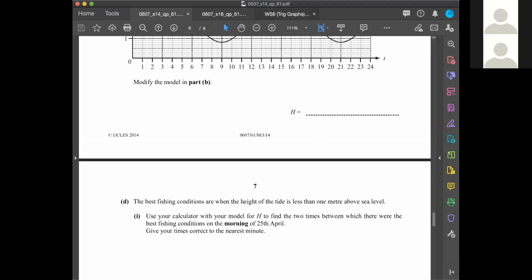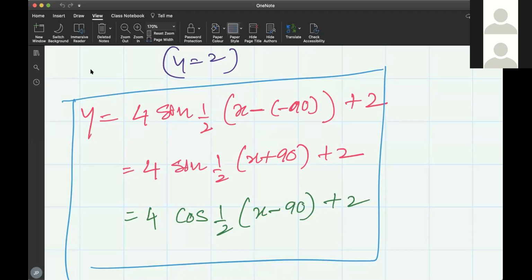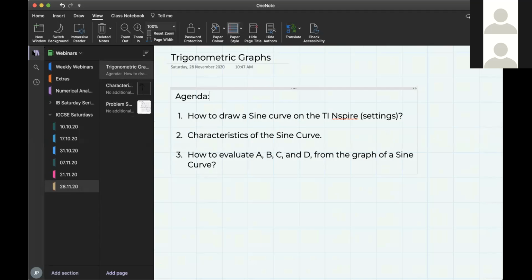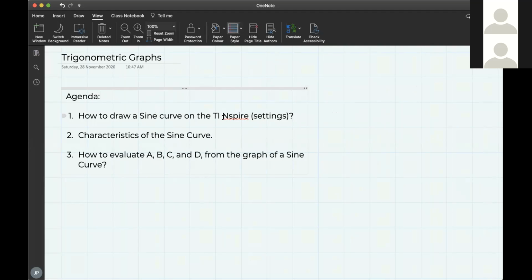Go back to that agenda page. We started our topic today by saying, how do we get one single sine graph? We control the domain. And also remember the settings, keeping in degrees. If you keep an eye on the window settings, that will help you in getting whether it's one graph or two graphs, depending upon what your paper 6 says.